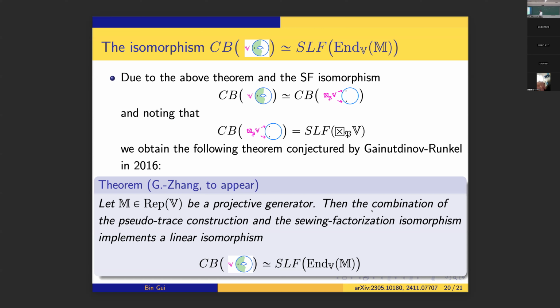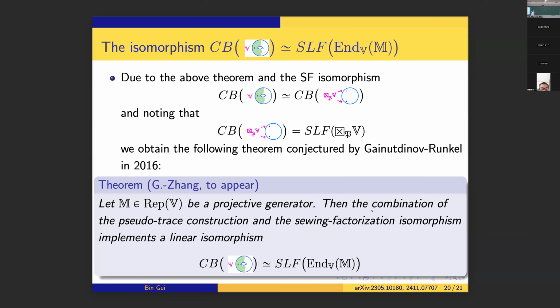First of all, recall that the sewing (factorization) correlation theorem tells us that the space of torus conformal blocks is equivalent to the space of conformal blocks associated to the sphere with two marked points and the module box tensor V, right? So now we look at the right-hand side. Let's look at the conformal block on the right-hand side. An element here is a linear functional on the box tensor V.